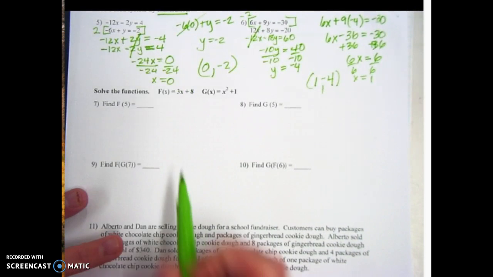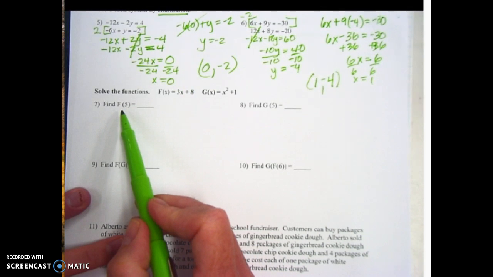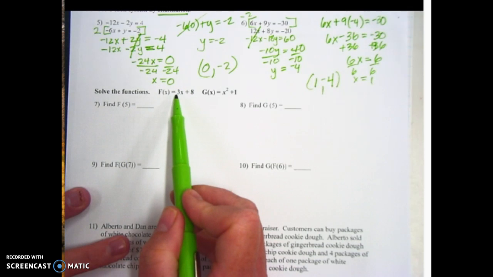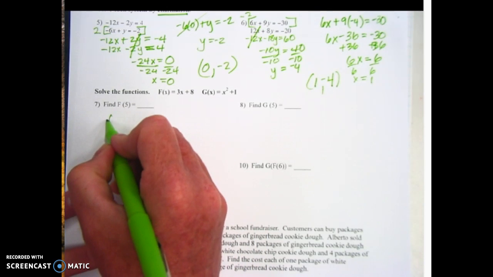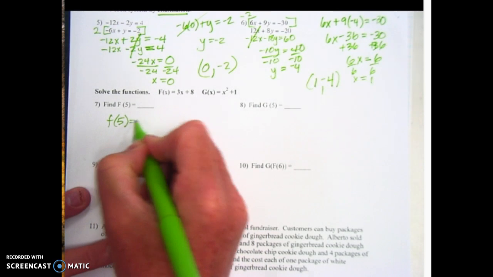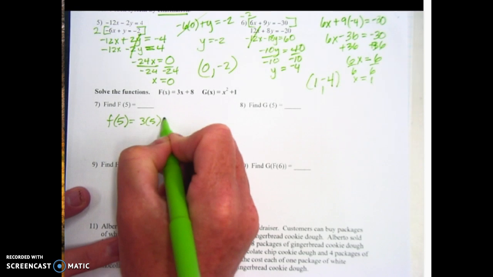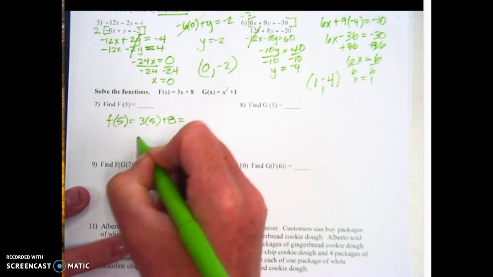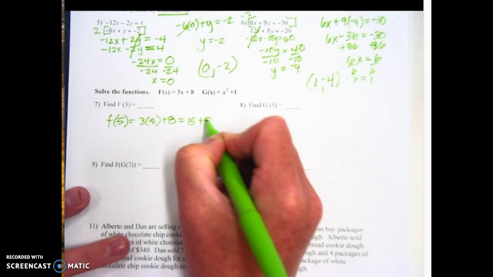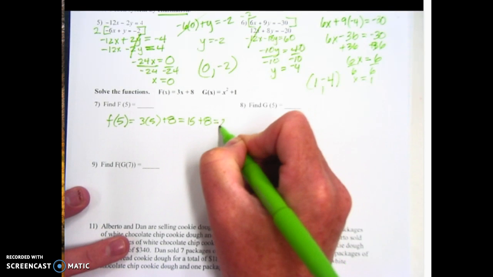Numbers 7 and 8, all you're going to do is take the function of f and plug in 5 every time you see x. So the f of 5 is going to be equal to 3 times 5 plus 8. 3 times 5 is 15. And 15 plus 8 is 23.